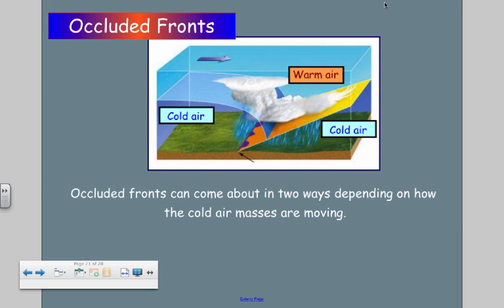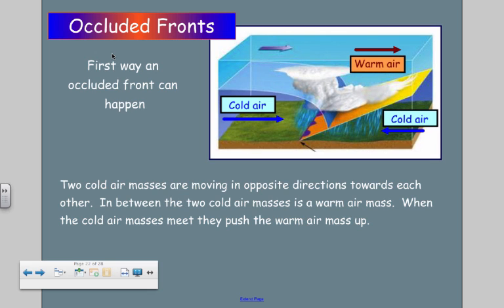Our last type of front is an occluded front. Now the word occluded basically means separated. And the whole idea behind an occluded front is that the warm air you see right there is separated from the ground. It's risen above the ground, away from the ground, because of the two cold air masses below it. And that'll make a little more sense once we actually get into how these are created.